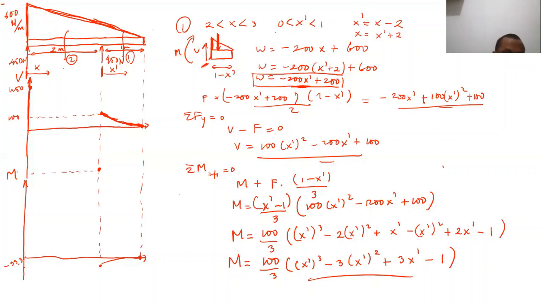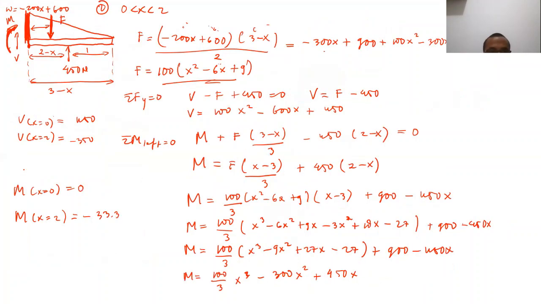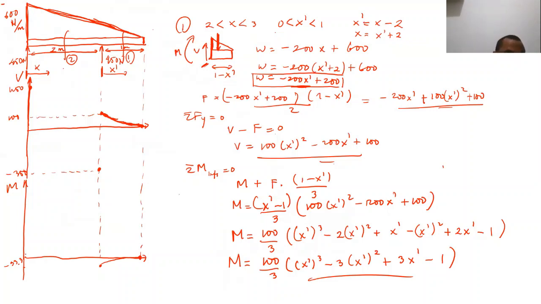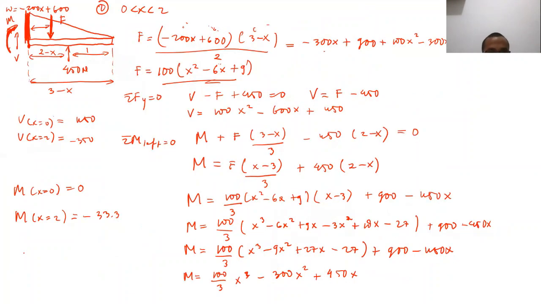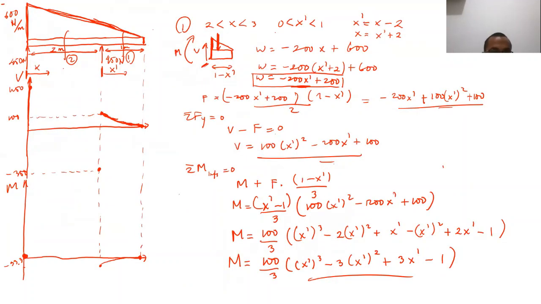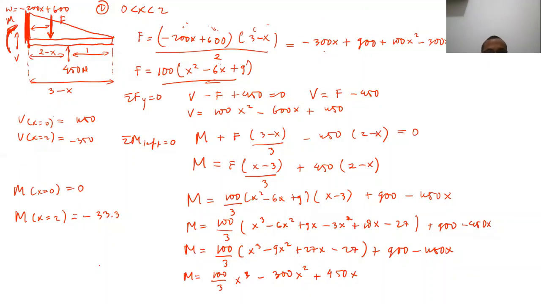The value of this one will be minus 350. Then after that, the moment value at x equal to 0 will be 0 here. And the value of the moment at x equal to 2 will be minus 23.3 here. So because there is no concentrated moment, I believe this value is supposed to be correct as well.